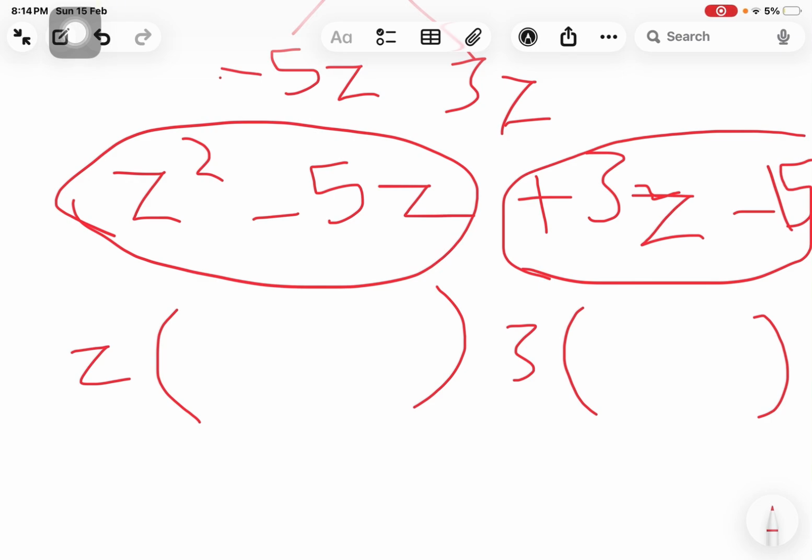Okay, so z, which number or letter will we times by z to be z squared? Correct, z. And the other one, negative 5. Let's go to the other bracket. Which number will times by 3 to get 3z? Correct, z. Which number will times by 3 to get negative 15? Yes, negative 5.